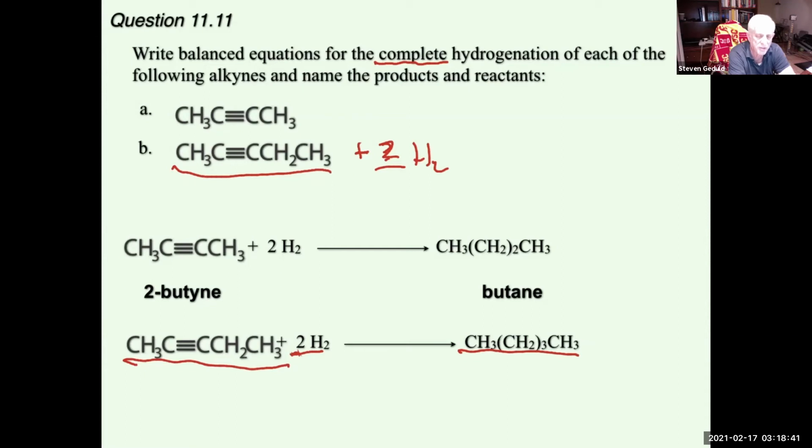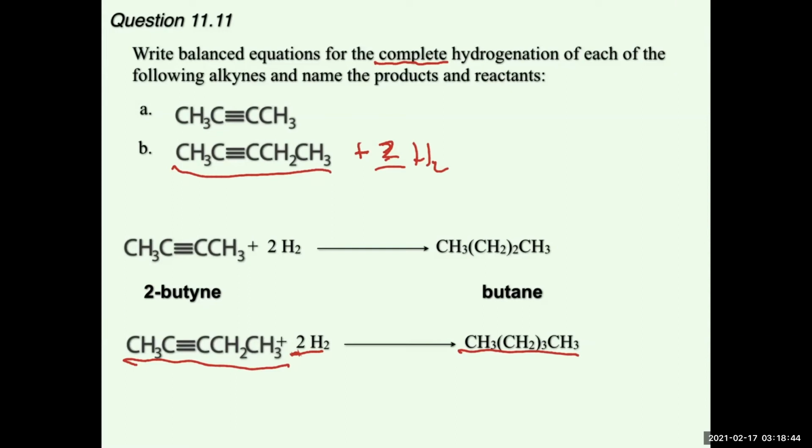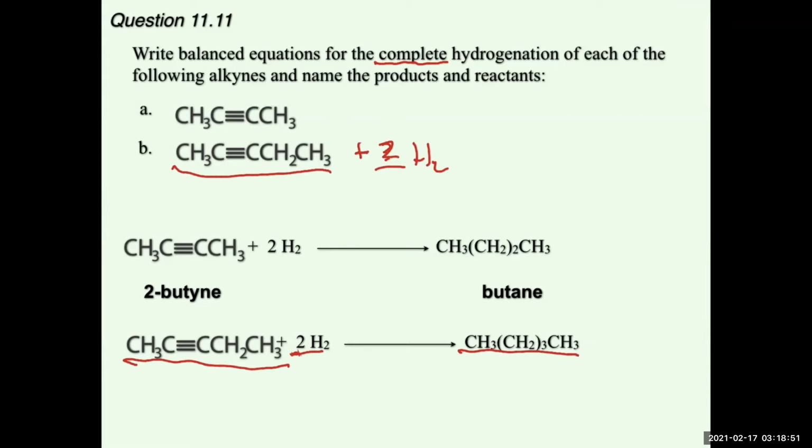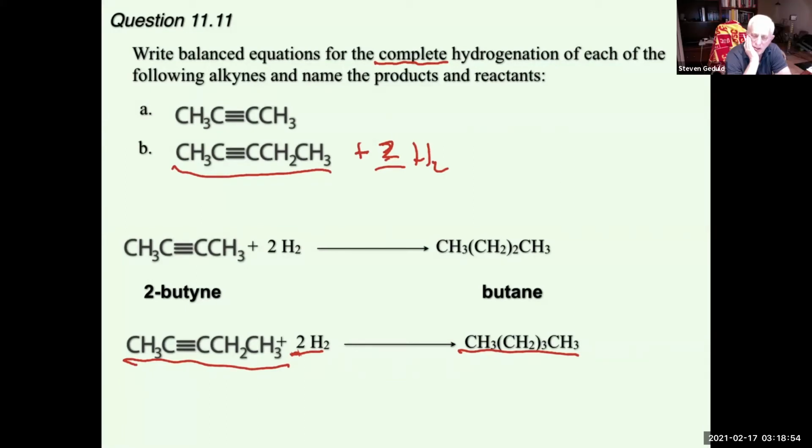Five carbons, triple bond. Pent-what? Pentyne, right? A Y in the ending, because this is going to be a triple bond. And it's 5 carbons and it's at number 2. So it should be 2-pentyne. Okay. Triple bond, 5 carbons, the bond's at the number 2 carbon. Okay. And the name of the product is pentane, all single bonds.